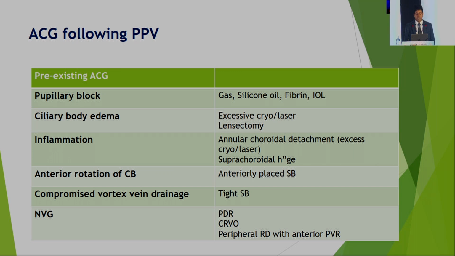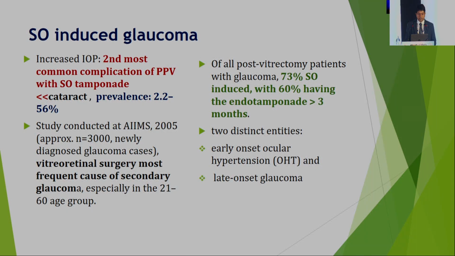There can be compromised vortex vein drainage because of a tight scleral buckle, and there can be cases of NVG in PDR or CRVO cases, or sometimes in chronic peripheral RD following PPV in the periphery. If the RD is persistent, that can cause anterior PVR and neovascular glaucoma.